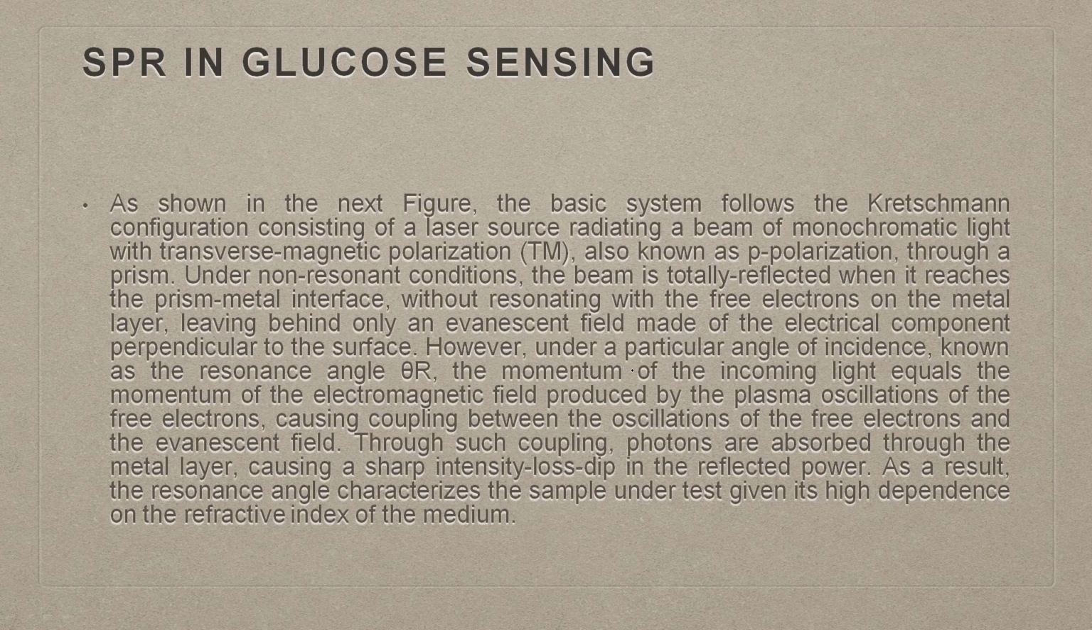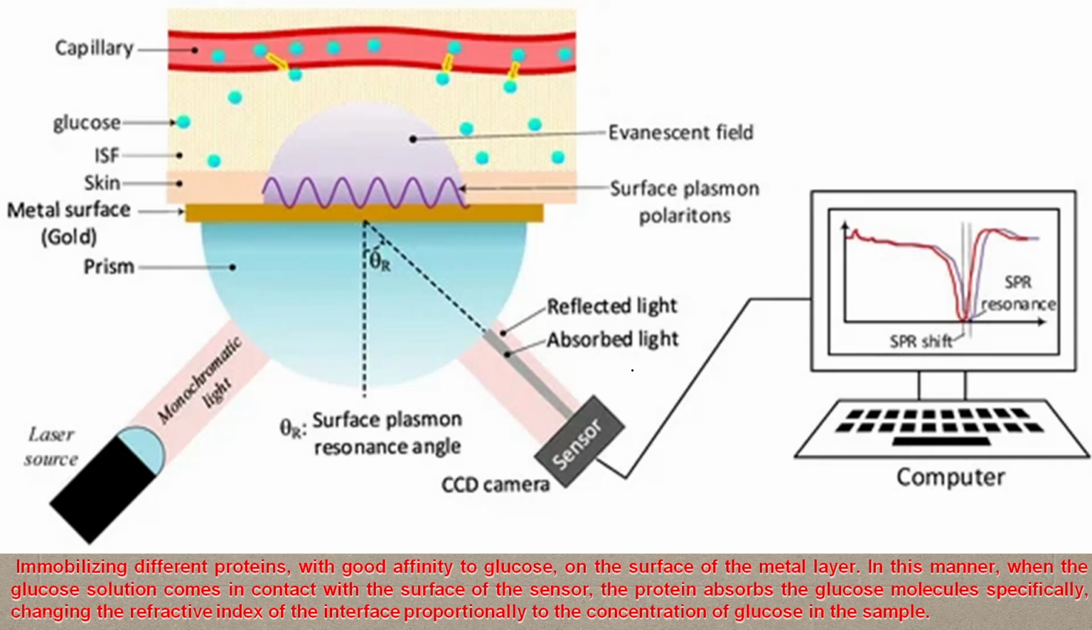Now, in terms of SPR, we have talked a lot about SPR methods. So, today we will see a direct application. This is how the SPR system looks like. Here you have the blood capillary carrying the blood. These blue ones are the glucose molecules. This is the interstitial fluid in the skin, and there is a metal electrode on top of the surface of your body.